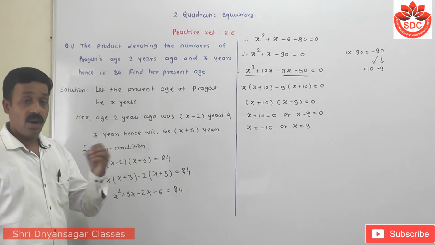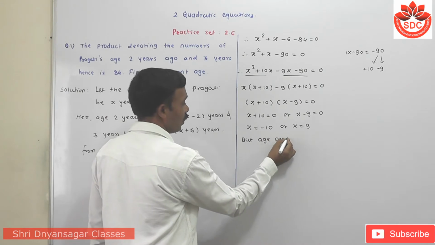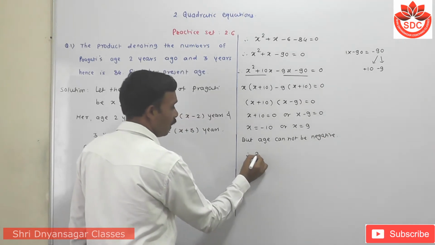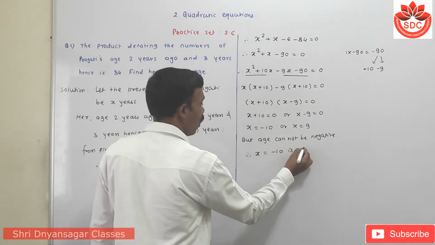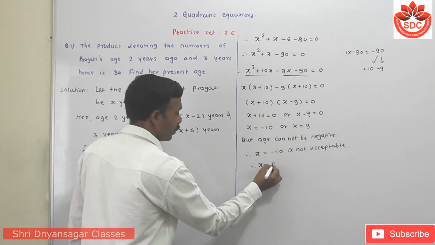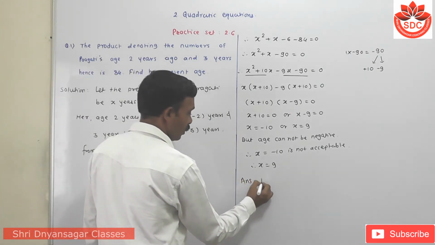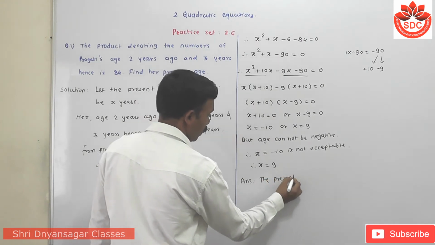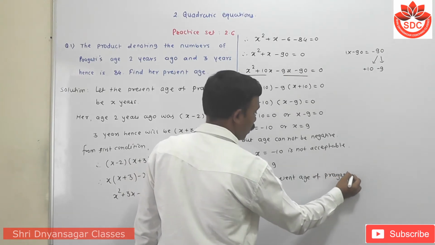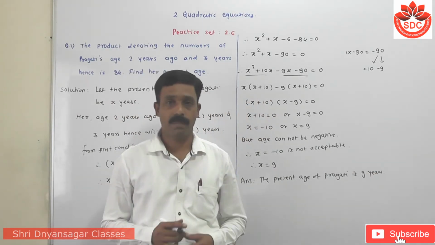Students, age cannot be negative. So here I write, age cannot be negative, which means this value x equals minus 10 is not acceptable. So the age is x equals 9. Answer in a full sentence. Answer: the present age of Pragati is 9 years. Can you understand this first question? We see the second one.